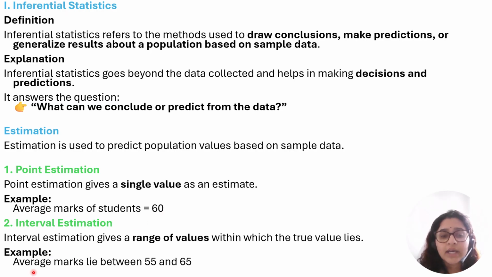Interval estimation. Interval estimation will give a range of values, as the name itself tells. In this range of values, the true value lies. Exactly the value we do not know, but from this point to this point, the true value will lie. That is interval estimation. Example, the average marks will lie between 55 and 66. We do not know the exact marks, but we only know that the marks will lie between 55 and 66. Whereas point estimation will give the exact value.